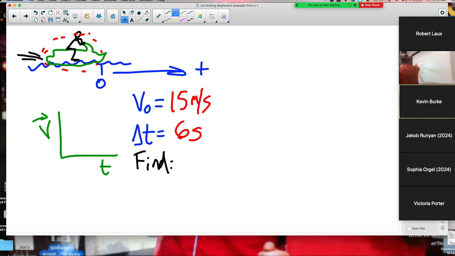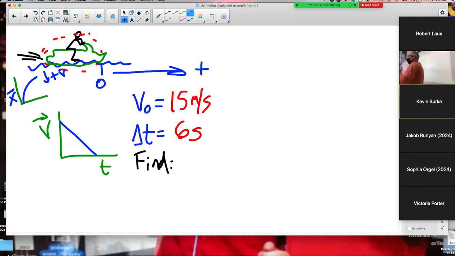Well, if we mark our starting position as 0 and we're moving in a positive direction, what would the shape of our velocity versus time graph be? Sometimes it's helpful to consider what the position versus time graph would be. If you're moving in a positive direction but slowing down, that would be like that. So we've got a decreasing positive slope or a decreasing positive velocity. So I used my ABCs to figure that out.